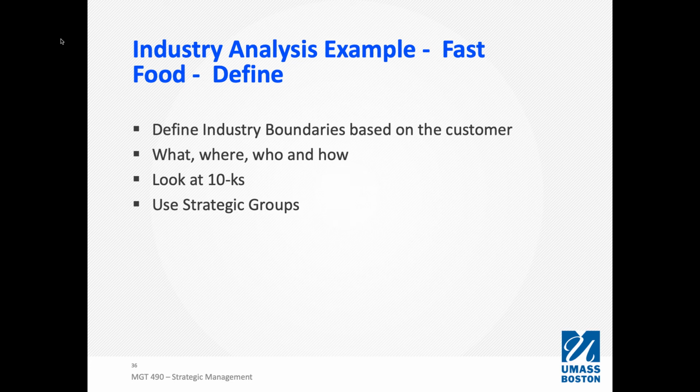Who's in this industry? The first thing you do is define the industry boundaries. Who's in the fast food industry? McDonald's. Okay, who else? Burger King, Taco Bell, Wendy's, okay? Subway. Applebee's. Is Applebee's in the fast food industry? Fast casual. They're fast casual.